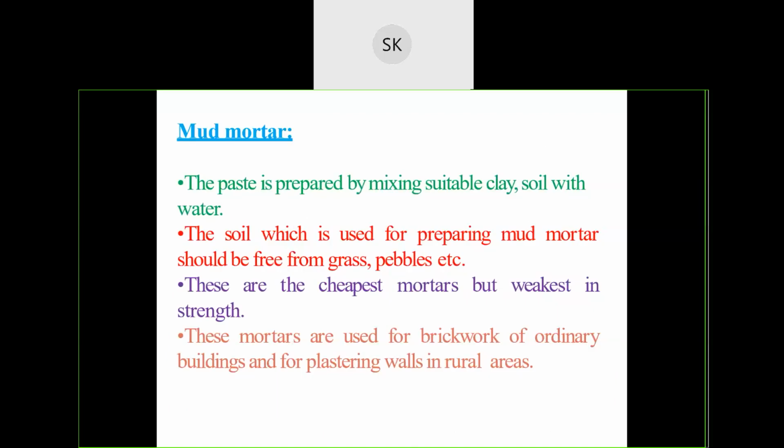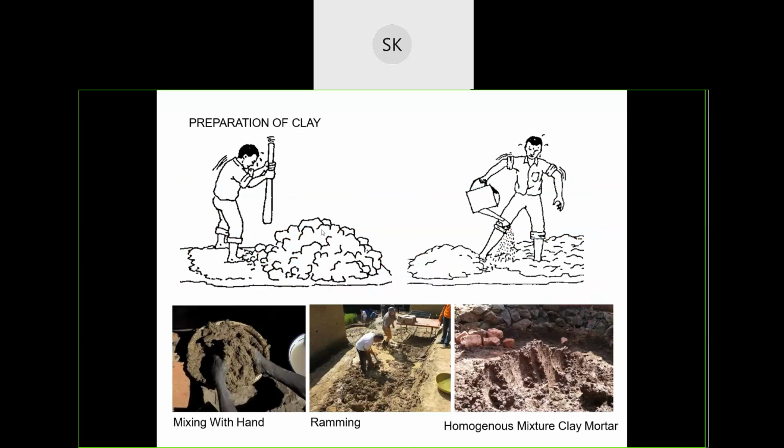But you can increase the strength of mud mortar, and you can do an experiment or study on this, by introducing rice husk or bamboo fibers. That is also known as soil strengthening. Okay, that is another part of the course. So these are the steps in the preparation of clay: beating the clay, mixing with hand, mixing clay and soil with water. Now they are ramming. Then this is the homogeneous mixture, clay mortar.